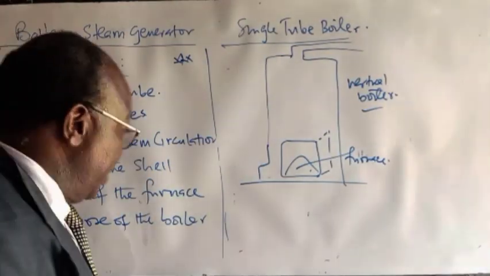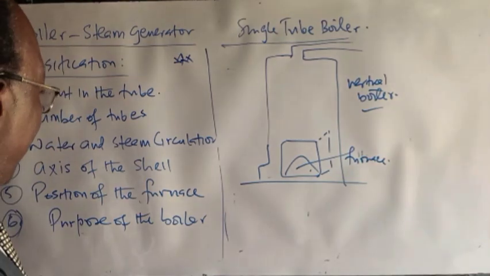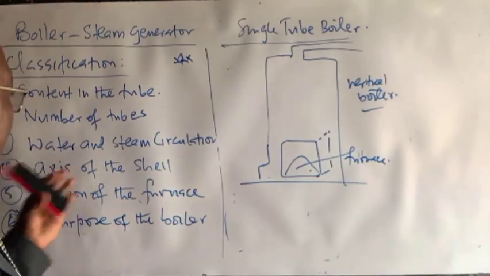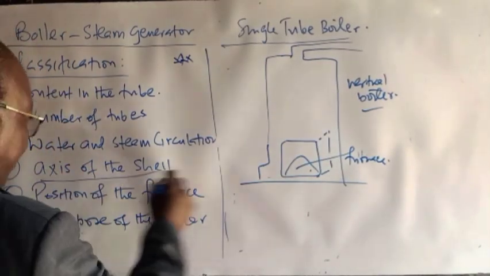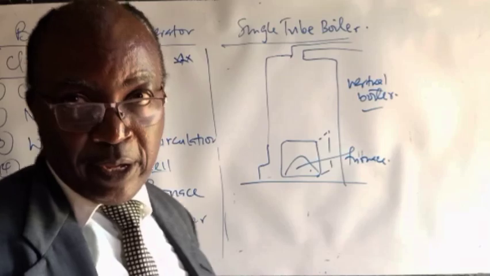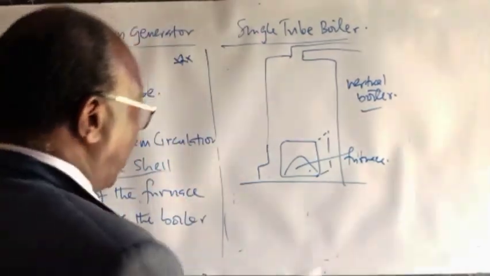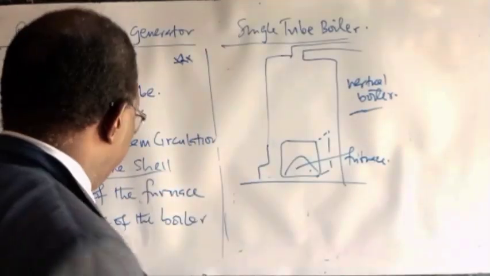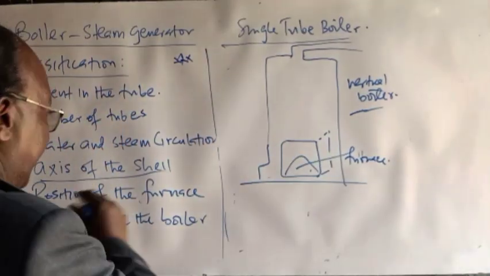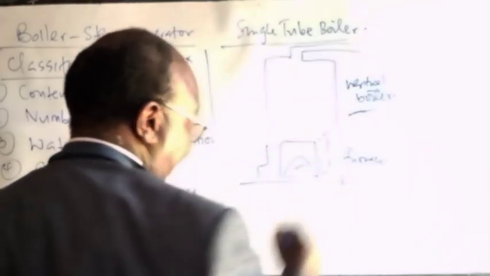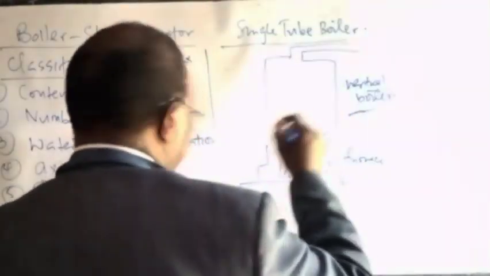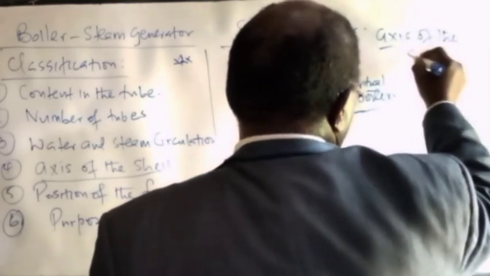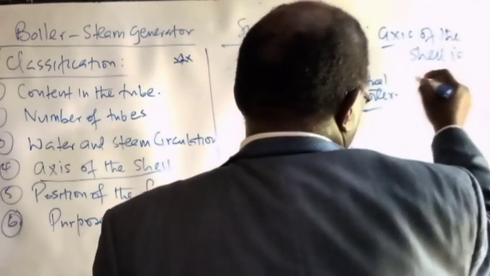Just a single tube. And so when I talk of the vertical boiler, that's important because we have as well covered the axis of the shell. In other words, it is vertical. So we can cover both with that. So we're talking about a single tube boiler. You can use a vertical boiler, which could be a single tube boiler, and of course the axis of the shell is vertical. And of course there could be one where the axis of the shell is horizontal.